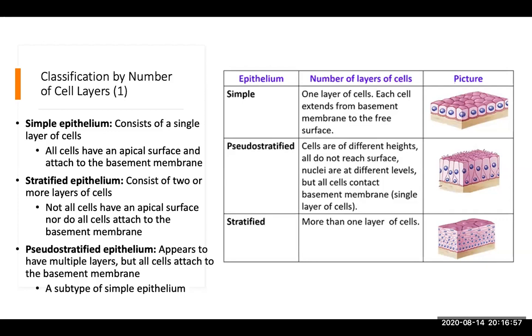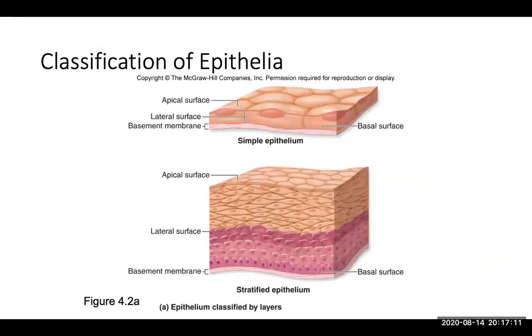A pseudostratified epithelium, the cells are of different heights. They all do not reach the surface. The nuclei are at different levels, but they all attach to the basement membrane. And a stratified epithelium has more than one layer of cells. This is a look at simple and stratified epithelium.